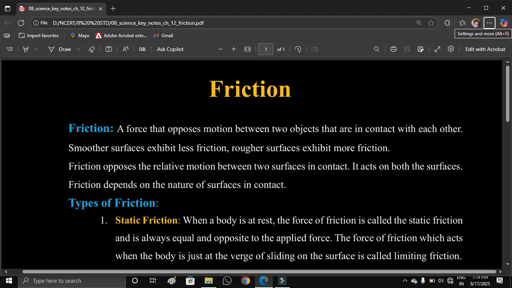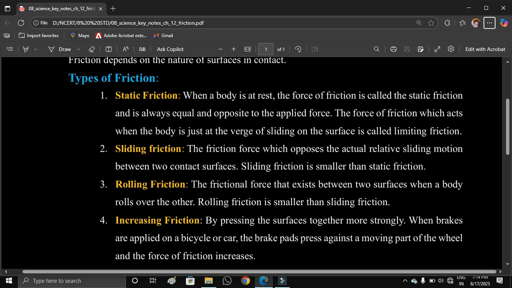Dear student, we should know the types of friction also. What are the types of friction? There are 5 types of friction that we see in daily life. First is static friction. When a body is at rest, the force of friction is called the static friction and is always equal and opposite to the applied force.